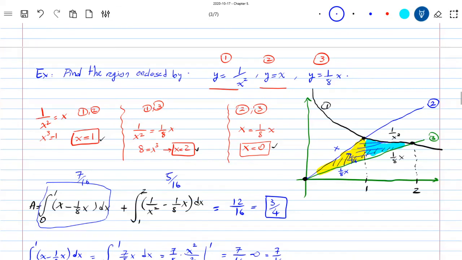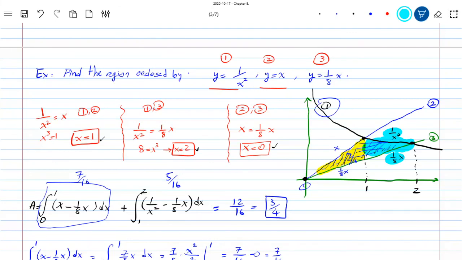So if you're dealing with enclosed areas, make sure that you figure out the intersection points precisely, and use the correct functions, the top function minus the bottom function. It's important that you notice curve 1 has no effect in the area from 0 to 1, because the enclosed region is between x and 1/8x. And in the other part, curve 2 has no effect, because if you're figuring out this area here, the top function is 1 over x squared and the bottom function is 1 over 8x. So you subtract those two, and you ignore the function x.